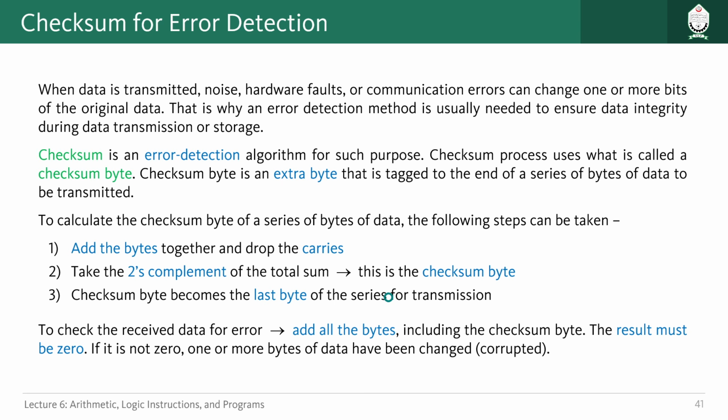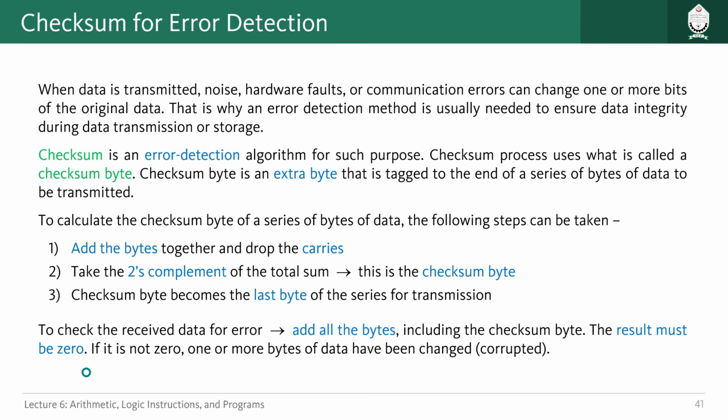Okay, so when the receiver receives that data, how can he detect whether the data is correct or corrupted? He will just add all the bytes he has got, including the checksum byte, and the result should be 0. If after the addition the result is 0, that confirms that there is no error, the data is correct. And if there is any value other than 0, that indicates that there is some error in the data. This data should be transmitted again from the sender.